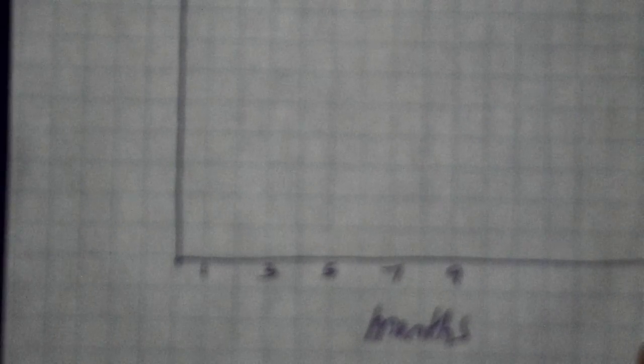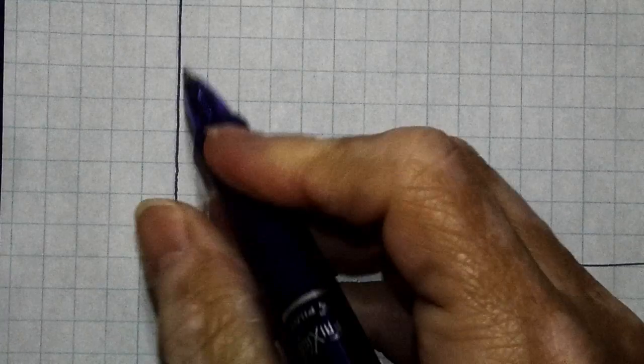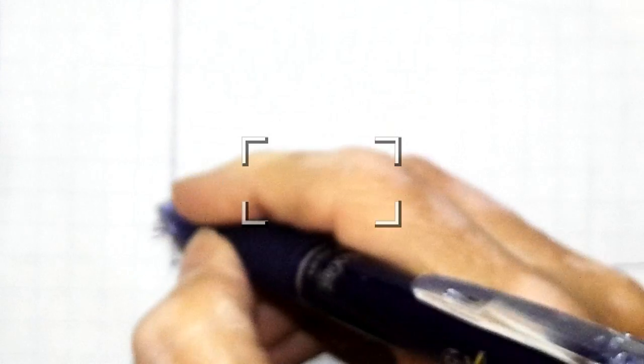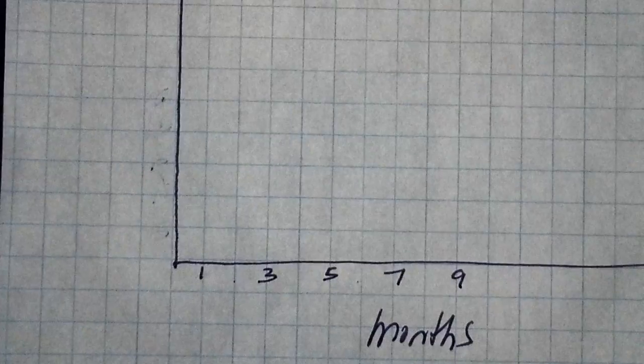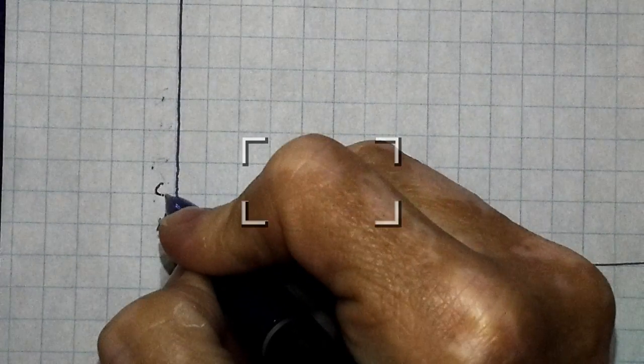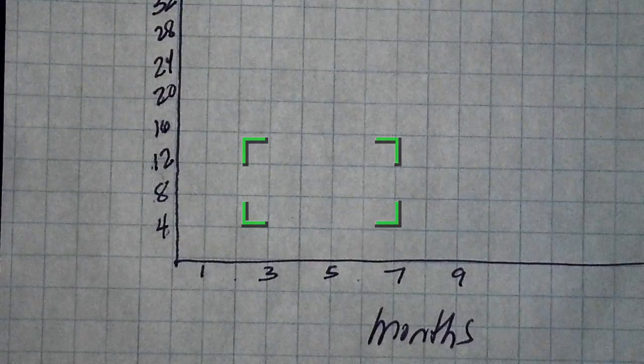Let me see if I can get this to focus a little bit better. All right, so let's do 5: 5, 10, 15, 20, 25. Nah, I'm not liking that. Let's do 4: 4, 8, 12, 16, 20, 24, 28, 32, 36. I think we don't need to go any higher than that.